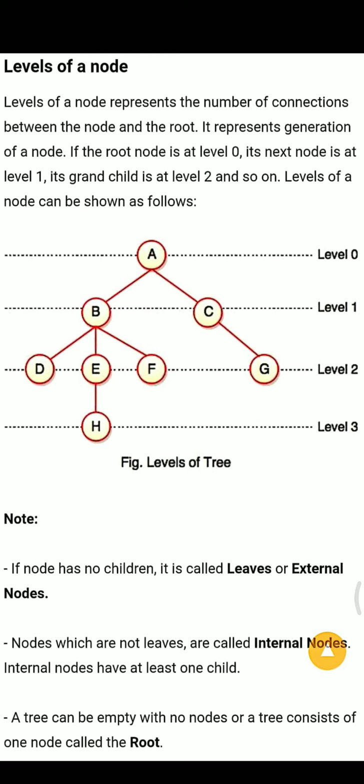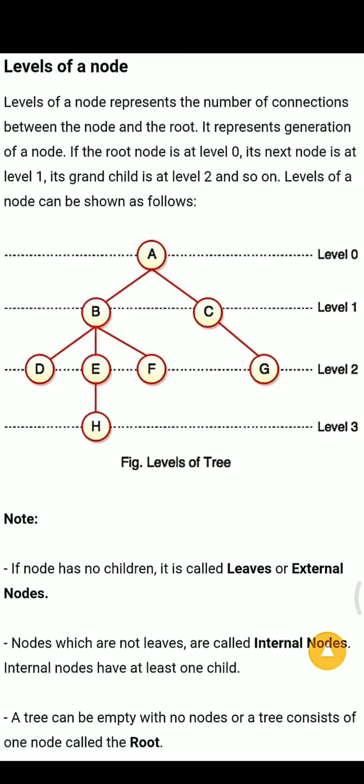Note, if a node has no children, it is called a leaf or external node. In this diagram you could see D, F, G, H are leaves or external nodes. Nodes which are not leaves are called internal nodes. Internal nodes have at least one child. I hope you're understanding it.